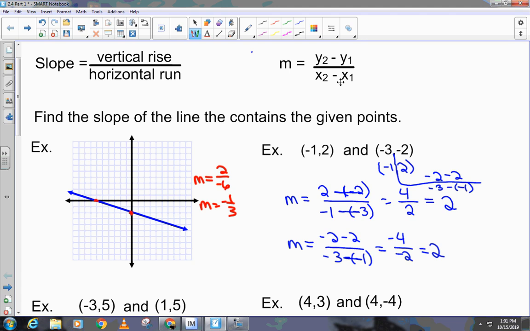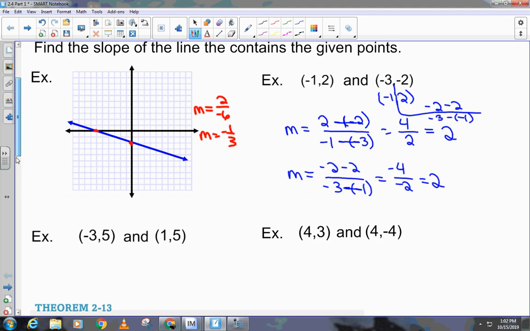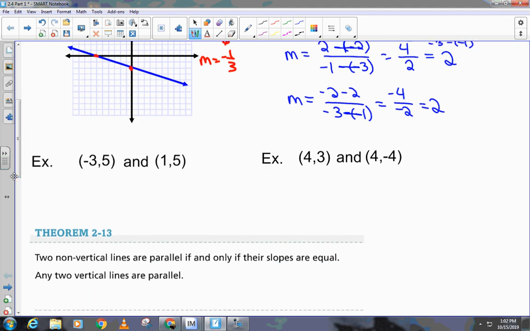Now, here's another one where we would use the formula. Again, we subtract the y's on top. So 5 minus 5 over negative 3 minus 1. 5 minus 5 is 0 over a negative 4. What is 0 divided by a negative 4? 0. Okay. Another one.